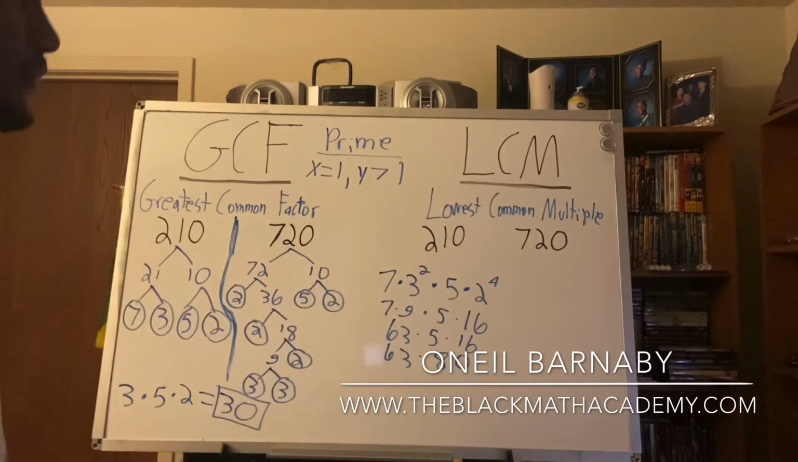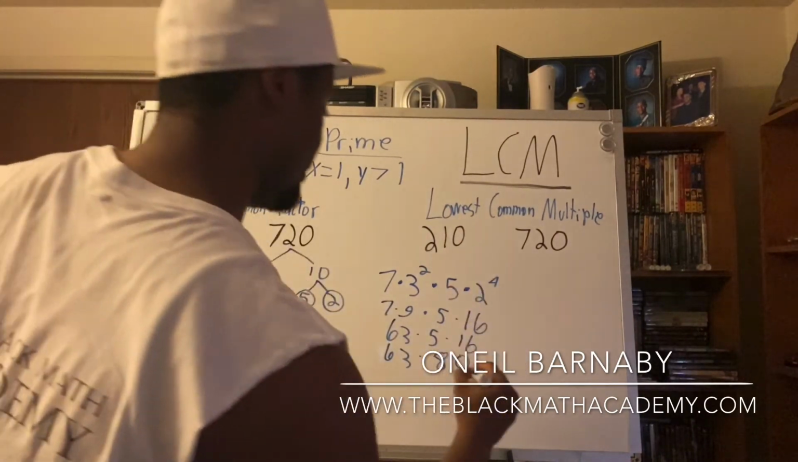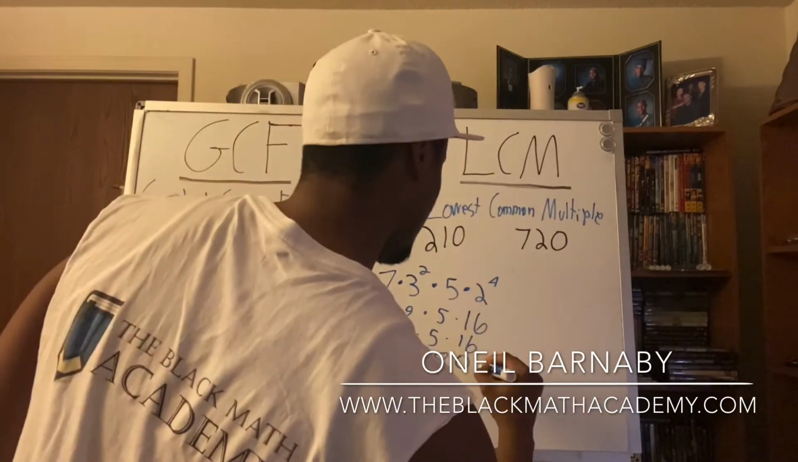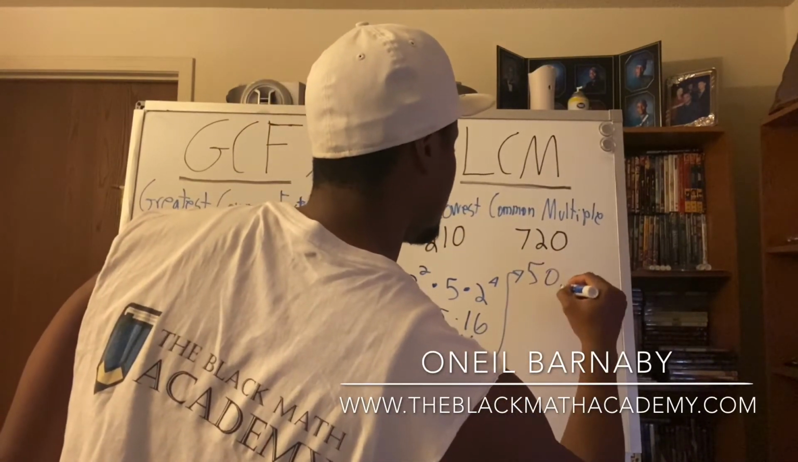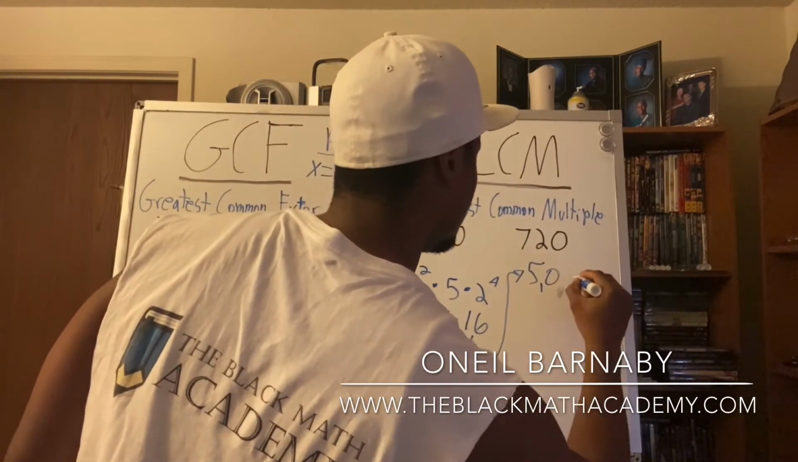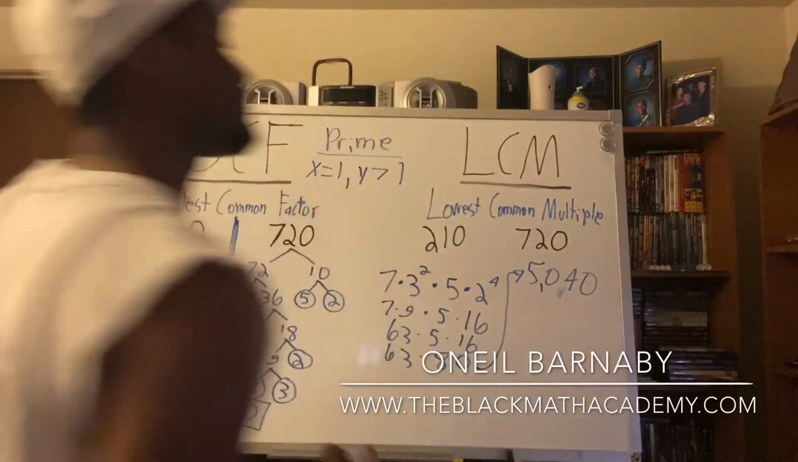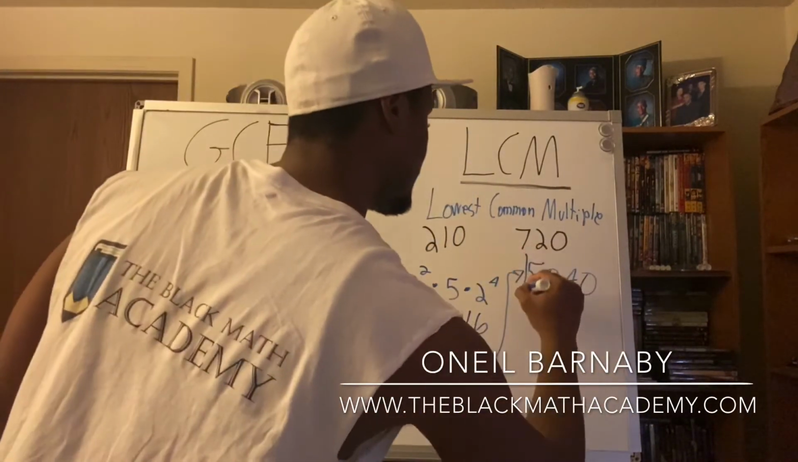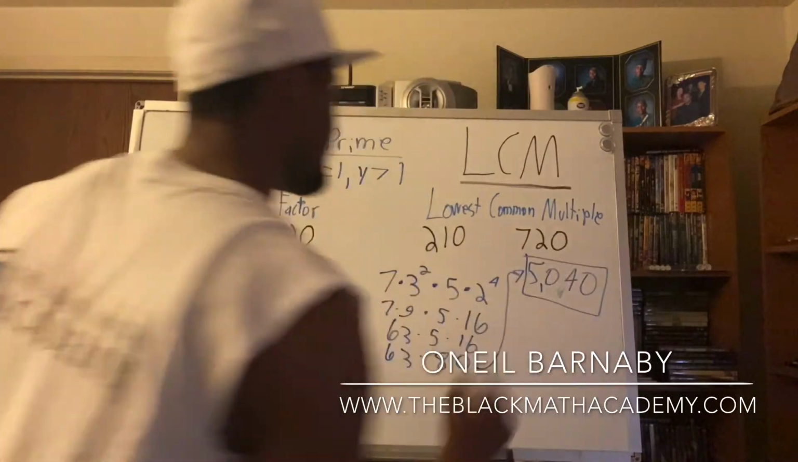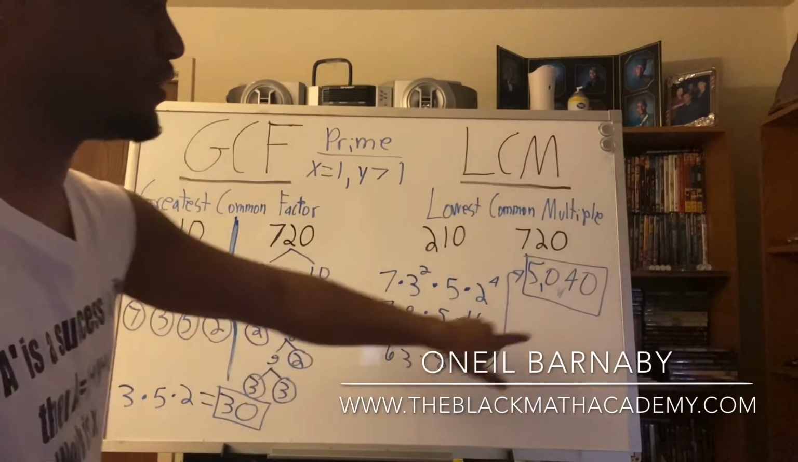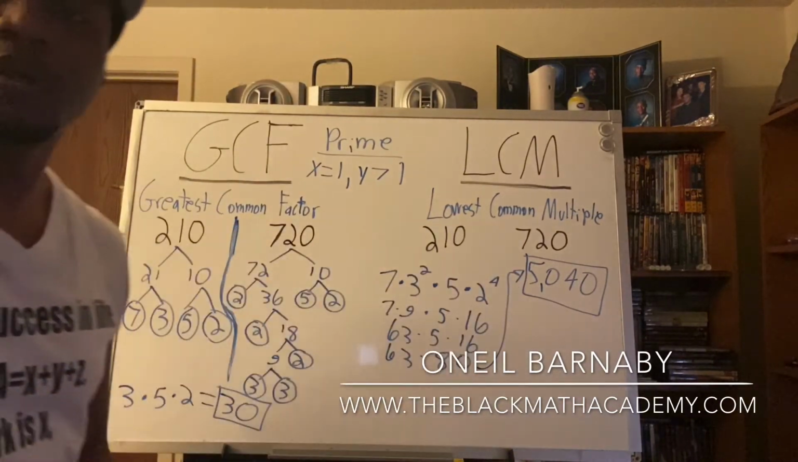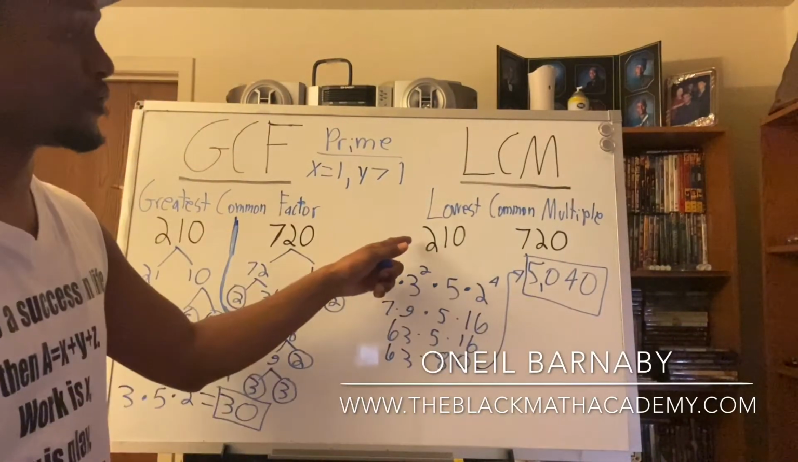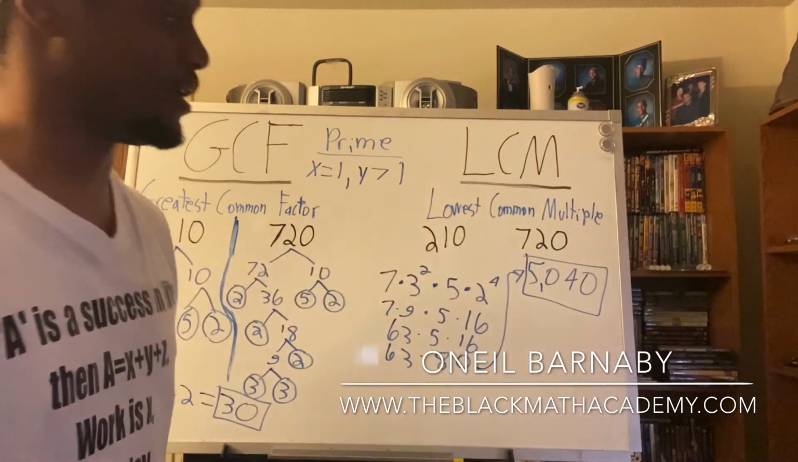And 63 times 80, 48, 2. So this would be 5,040. Right, so 63 times 80 is 5,040. And that number would be the LCM for 210 and 720.